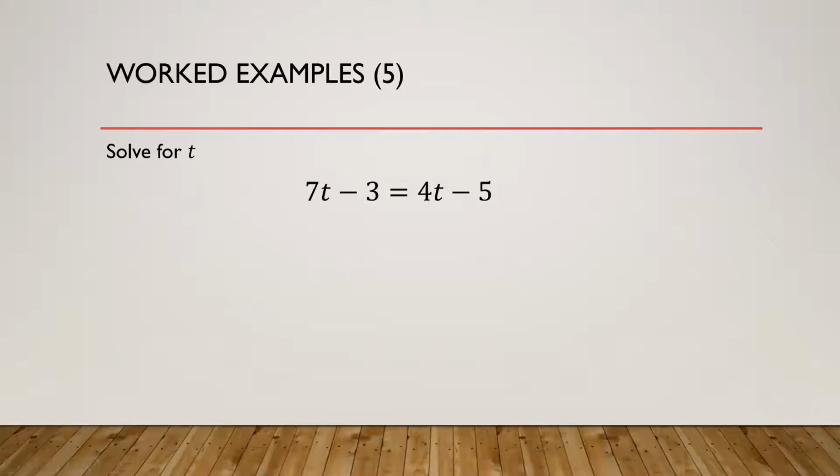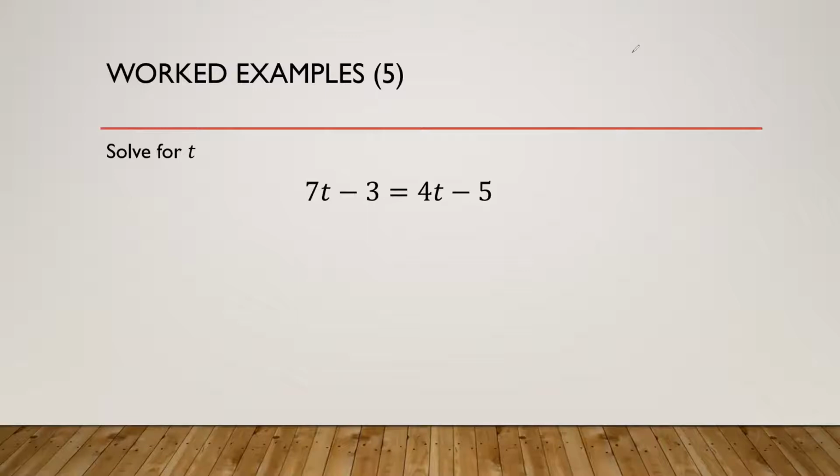Example number 5. Now we are asked to solve for t. The variable in this particular equation is t. All right, let's go ahead and solve that. Again, we want to isolate t, which means that the first thing we want to do is to take all the variables in t to one side and everything else to the other side.